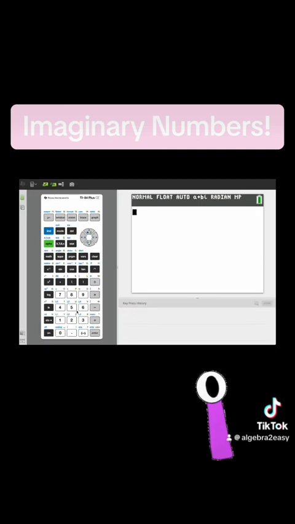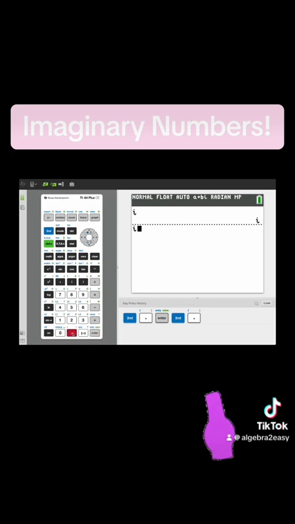Before we go any further, let's make sure we know where i is located. i is located at the decimal point, and notice it's in blue. So you're going to press second, and then the decimal point, and then you have i. If you press enter, it's going to say your answer is i. But let's say I have i to the third power. i to the third is negative i.